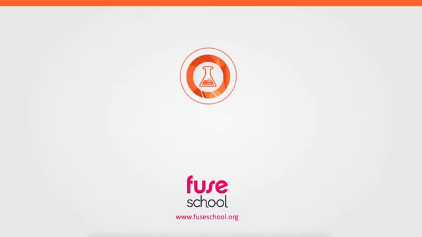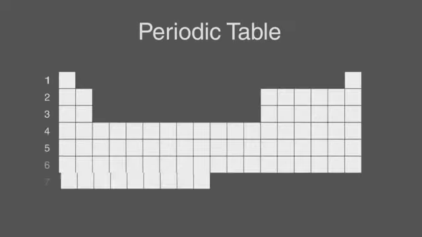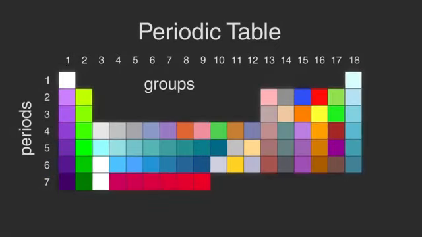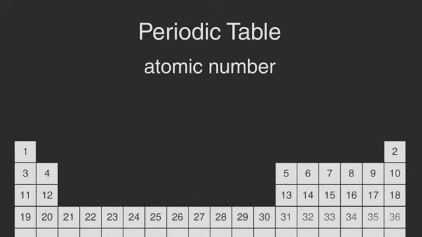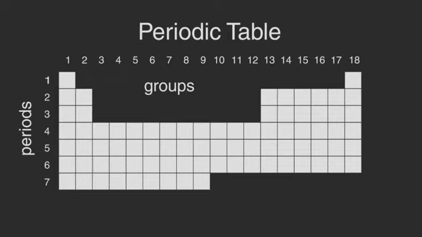Trends in the periodic table. The periodic table consists of 7 rows called periods going across and 18 columns called groups going down. The elements in the periodic table are arranged according to their atomic number, which is the number of protons in their nucleus. So, what do the period and the group show?